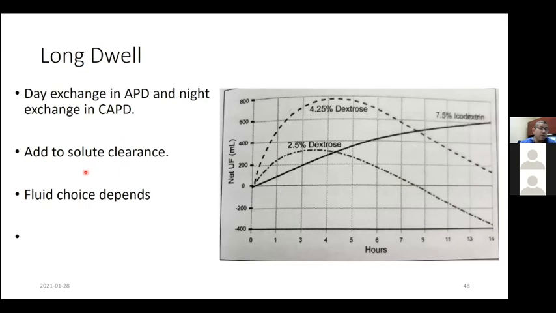Again, coming to what is long dwell. Long dwell means the dwell which is lying in the abdomen for the maximum time. So for a patient who's on cycler, the day dwell will be the longest, right? And there you have to use the icodextrin. Sometimes you want to use 4.25 or 2.5. It all depends on what you want. When the patient is on CAPD, the exchange in the night becomes a long dwell, okay? The beauty about the long dwell is you want to use some fluid which doesn't get absorbed and also keeps on pulling the fluid. And that's where you get the ultrafiltration. This is the place where phosphate clearance gets better, okay?